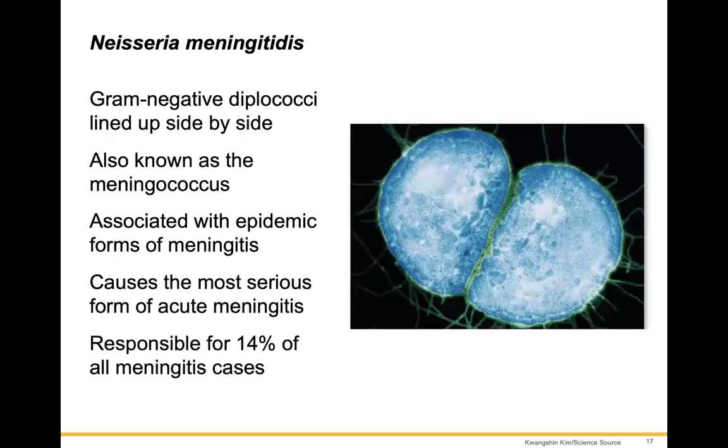So the first one is Neisseria meningitidis. This is a gram-negative diplococci. Here you can see the two diplococci lined up side by side. It's also known as meningococcus. It's associated with epidemic forms of meningitis. Causes the most serious form of acute meningitis. And it's actually responsible for approximately 15% of all cases.